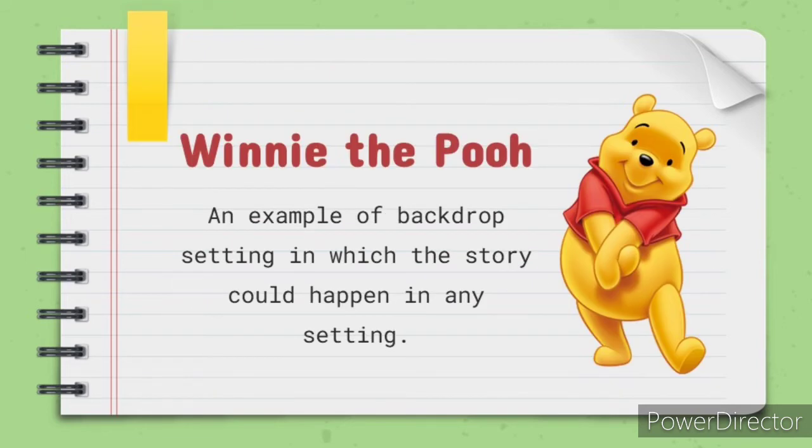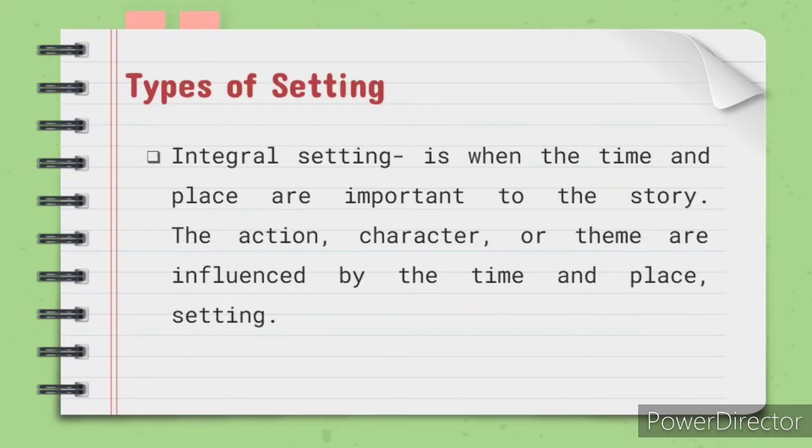An example of this is Winnie the Pooh, in which the story could happen in any setting, since the lesson that the characters learn is the point rather than the time period. Integral setting. This type of setting is when the time and place are important to the story. The action, character, or theme are influenced by the time and place. The setting is fully described in both time and place and is usually found in historical fiction.